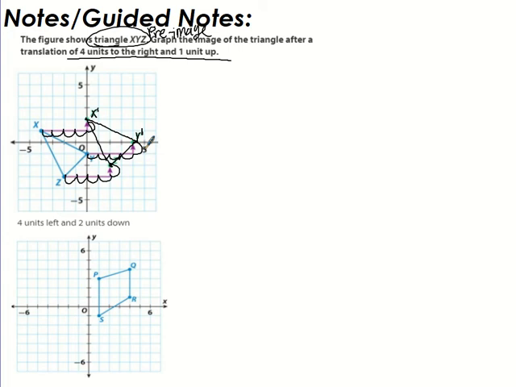Okay? So there's 2 ways they can give you a translation. One is just telling you exactly how to do this. Okay? The other way is our algebraic. And the way we're going to do that is we're going to actually look at the pre-image and then the image to see what happens, okay?